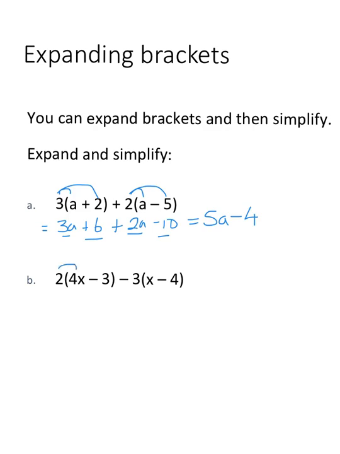On this one here, 2 times 4x is 8x, minus 2 3's are 6, minus 3x. Now here we've got minus 3 times minus 4, so it's going to become a plus 12. Simplifying, 8x minus 3x is 5x, minus 6 plus 12 is plus 6. Don't forget to multiply every term inside the bracket by the number on the outside and check those signs.